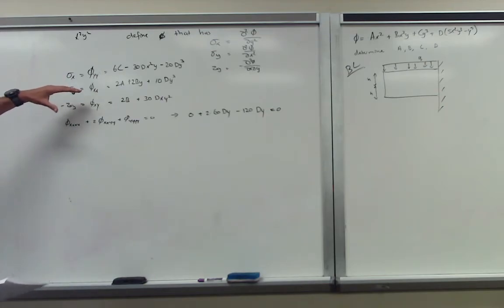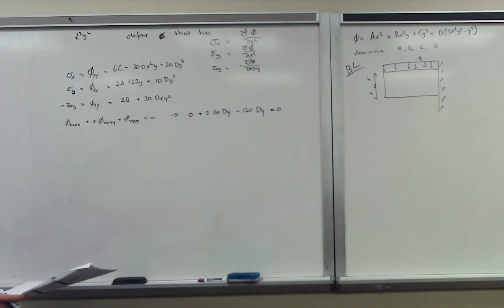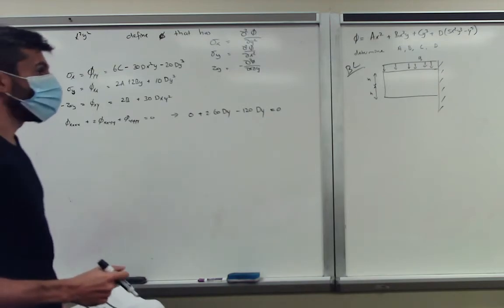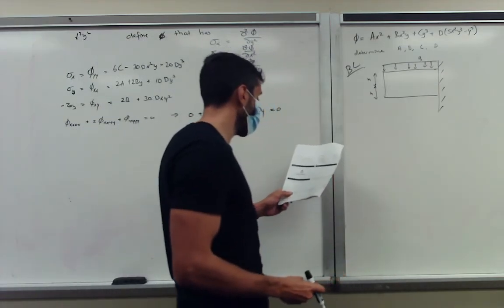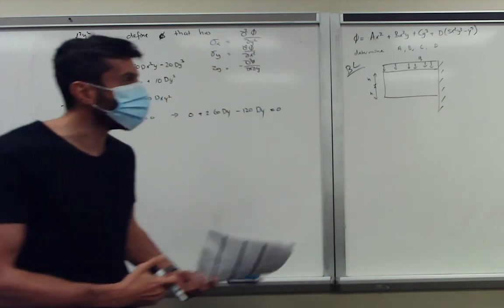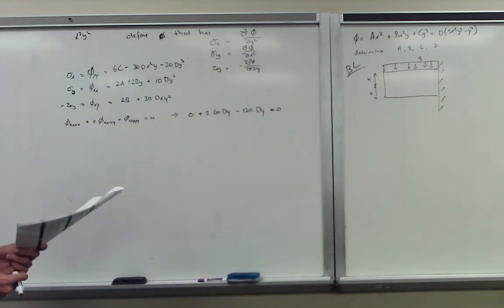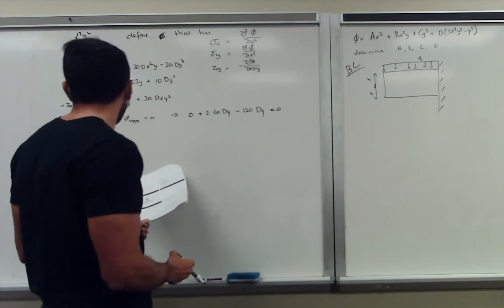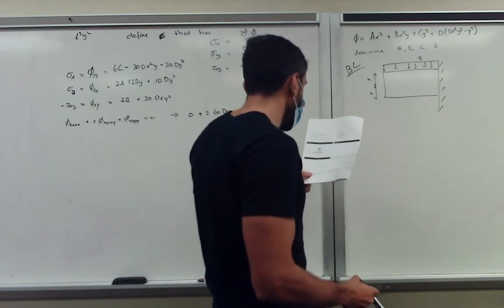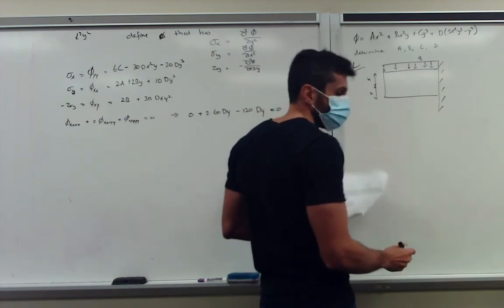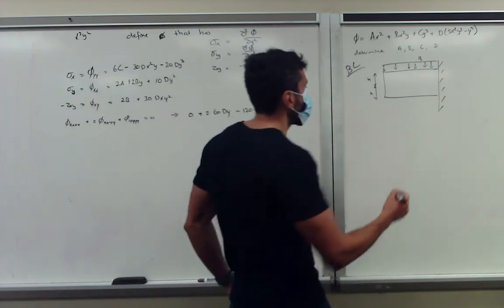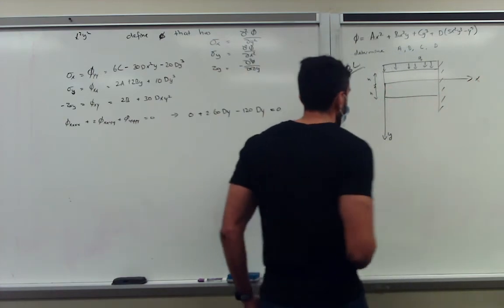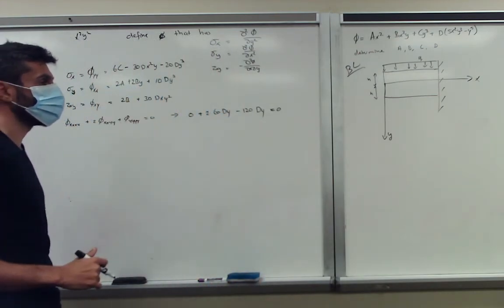And now to determine our coefficients a, b, c, and d, we must look at the boundary conditions. We have a bunch of boundary conditions that we can use. Often there will be more than one way to solve it, but we always want to go for the easiest case. In this case I have to draw the axis system as well. This is x and this is y. So y is pointing downward positive.